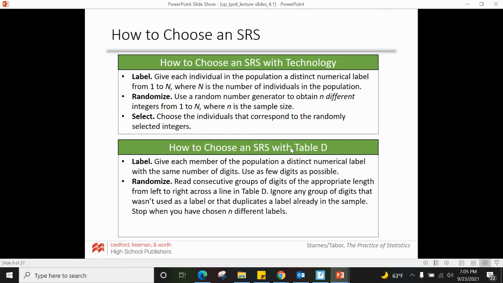You'll read consecutive groups of digits of the appropriate length from left to right across a line in Table D. Ignore any group of digits that wasn't used as a label. So if we were sampling 1 to 50 and you get the numbers 62, 73, 81, you just skip those over until you get your next group. And also, if a group duplicates a label already in the sample, you're not going to sample the same person twice. So if it ever duplicates, you just skip that as well. And then you stop when you've reached the number of people you want. And then you select the individuals that correspond to the randomly selected labels.